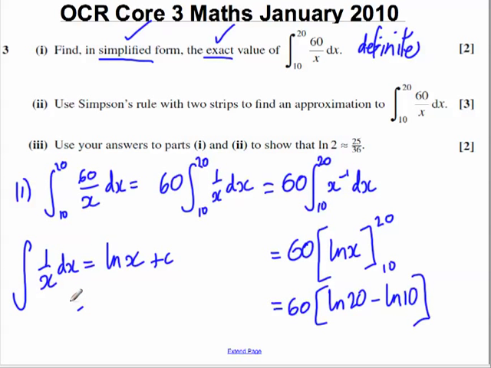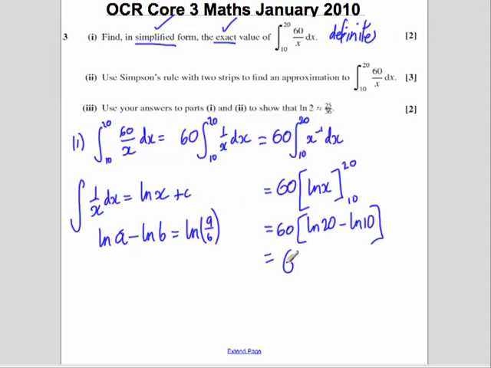We do know our logarithm rules. If we have the natural logarithm of a, subtract the natural logarithm of b, that's the same thing as the natural logarithm of a divided by b. So we can simplify this to 60, the natural logarithm of 20 over 10, which is simply 60, the natural logarithm of 2.